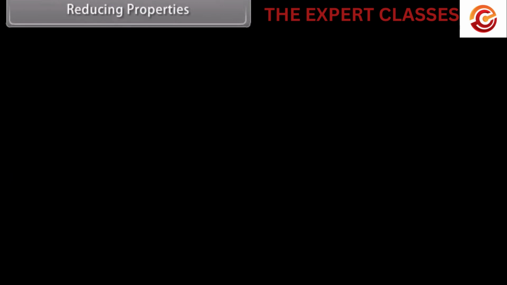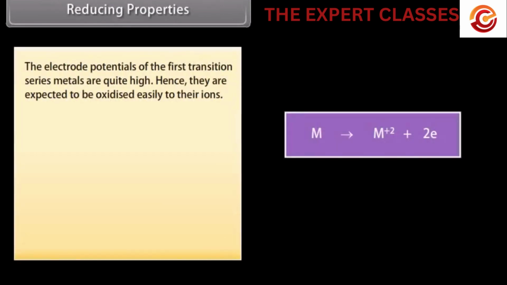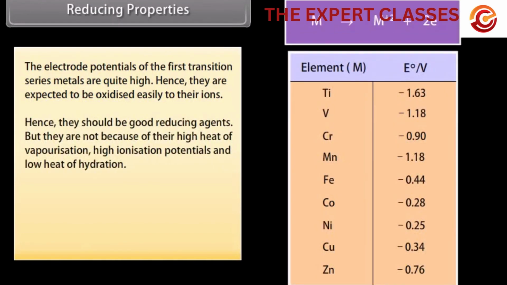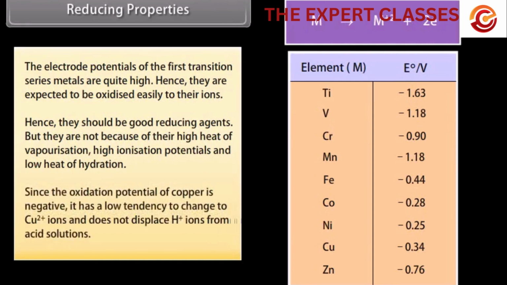Reducing properties. The electrode potential of the first transition series metals are quite high. Hence, they are expected to be oxidized easily to their ions. Hence, they should be good reducing agents. But they are not, because of their high heat of vaporization, high ionization potentials, and low heat of hydration. Since the oxidation potential of copper is negative, it has a low tendency to change to Cu2+ ions and does not displace H+ ions from acid solutions.